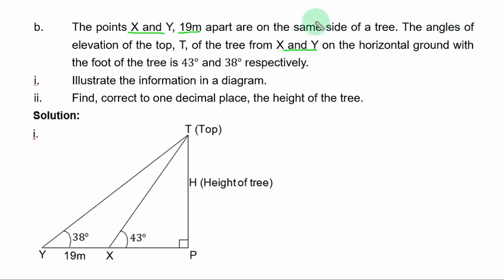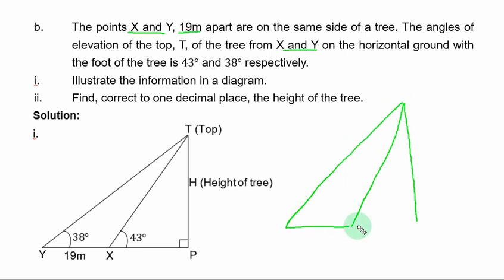So you have the solution. Let's take this as the tree, and the question stated that the points S and Y are on the same side. So let's take this as one of the points and this as another point. So this is the tree level or foot of the tree. Now you must consider this part very important.